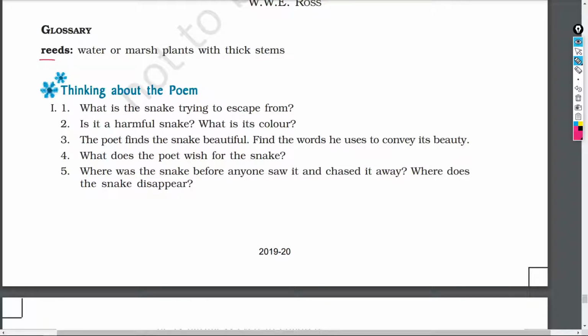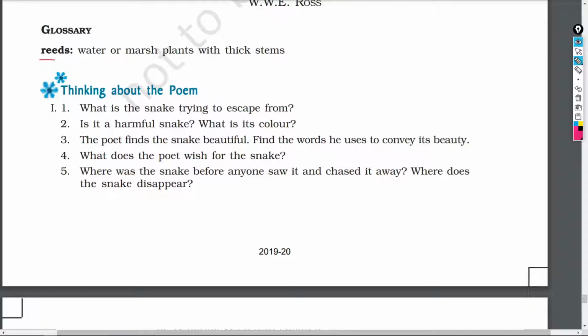So let us see some of the questions of this particular lesson. What is the snake trying to escape from? Is it a harmful snake? What is its color? The poet finds the snake beautiful. Find the words he uses to convey its beauty. What does the poet wish for the snake? Where was the snake before anyone saw it and chased it away? Where does the snake disappear?